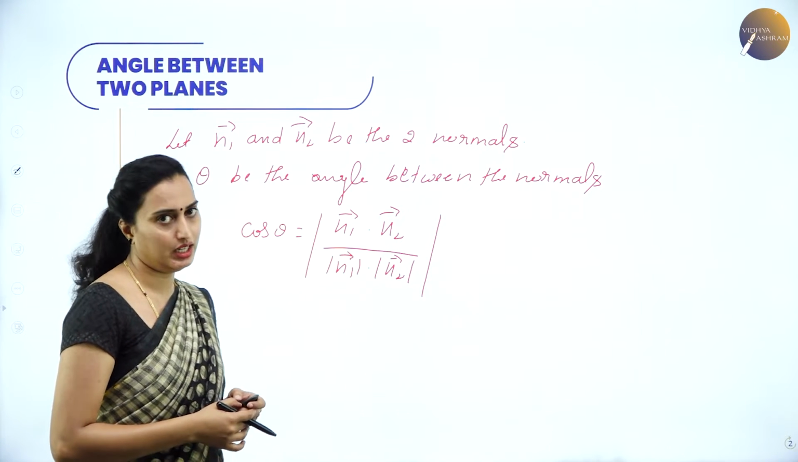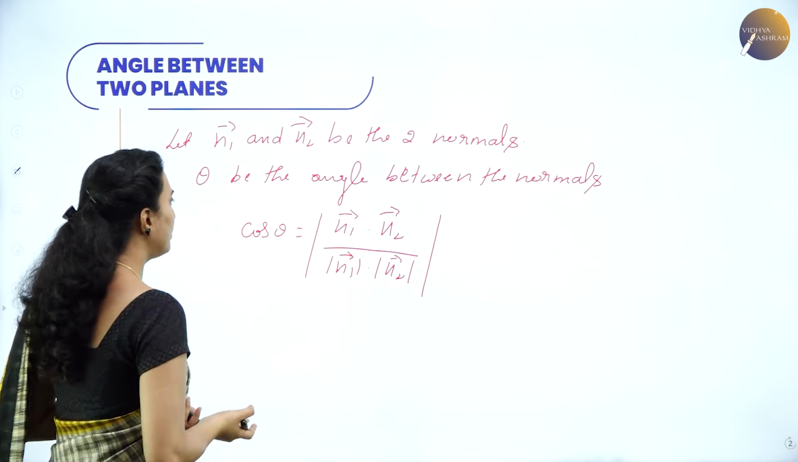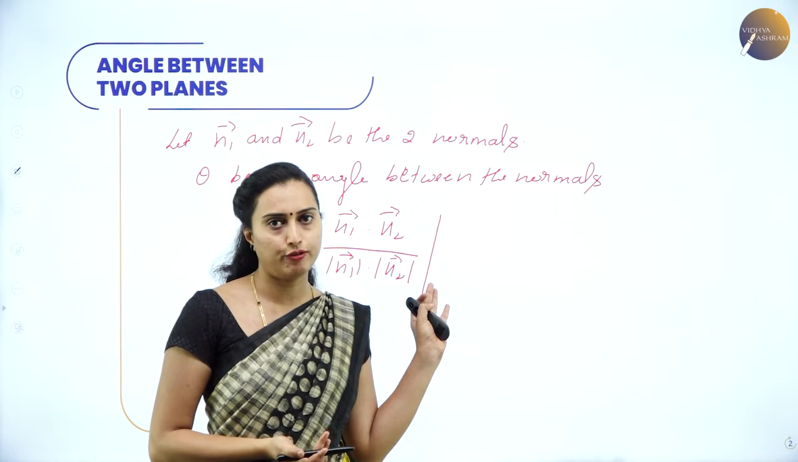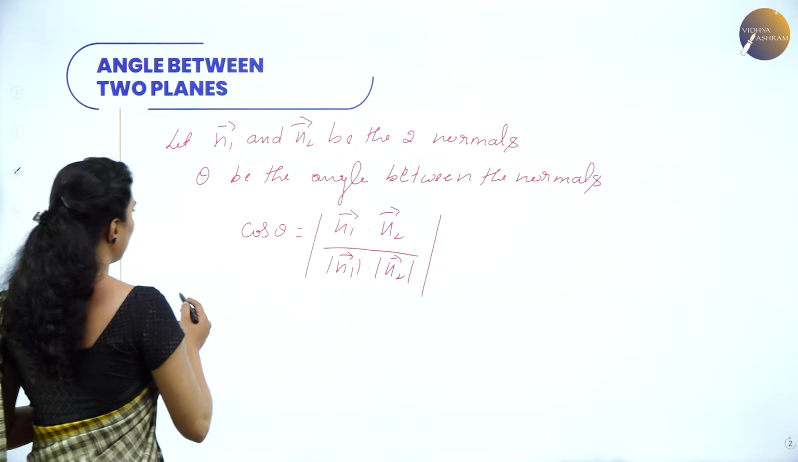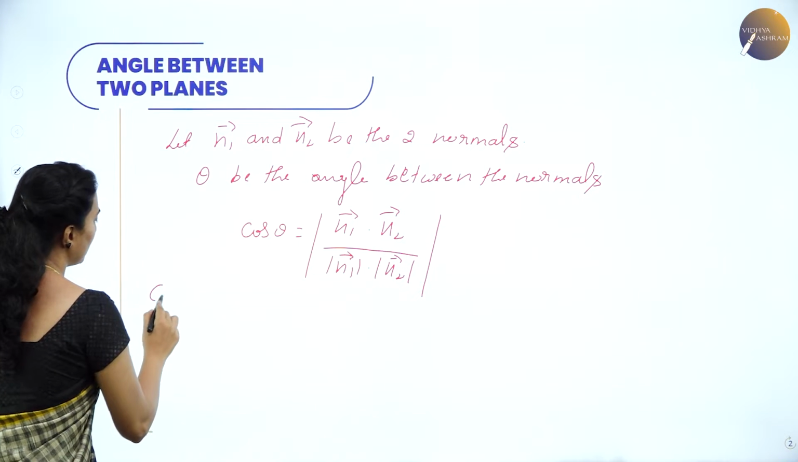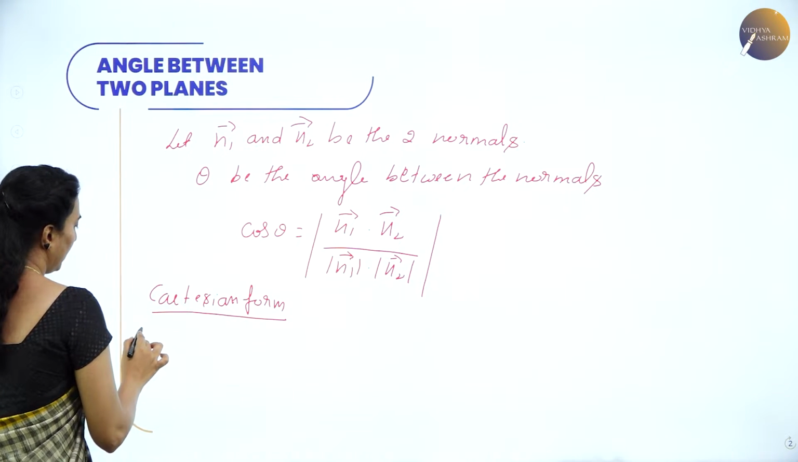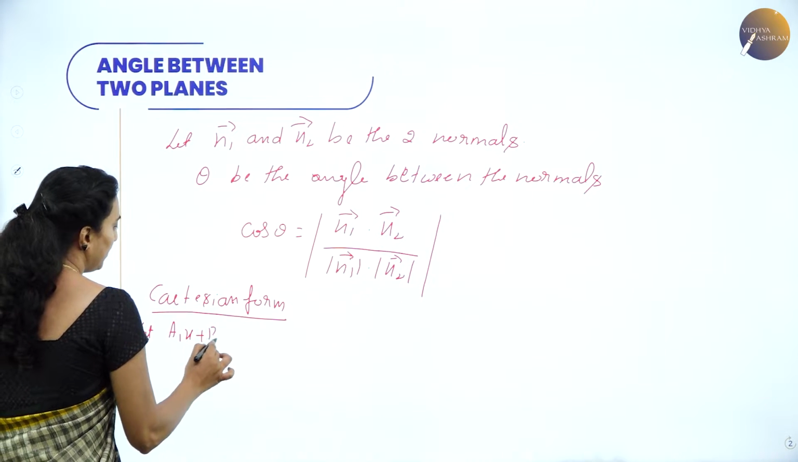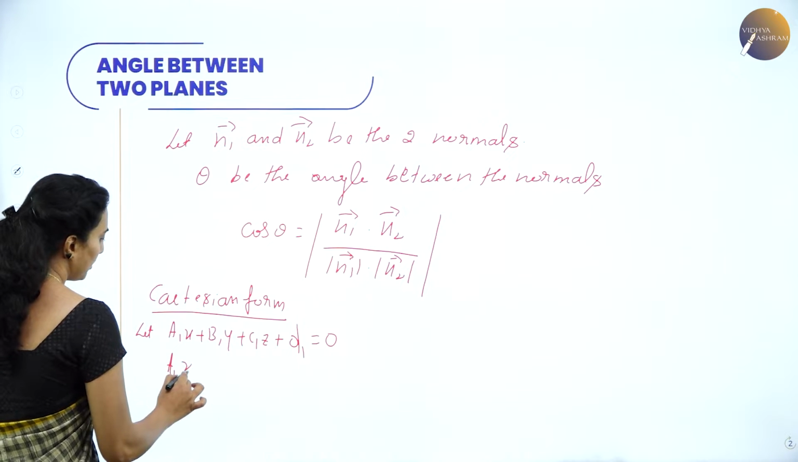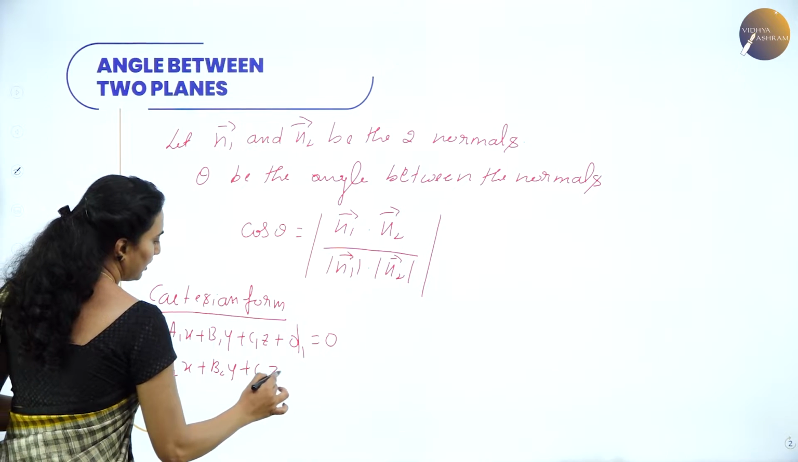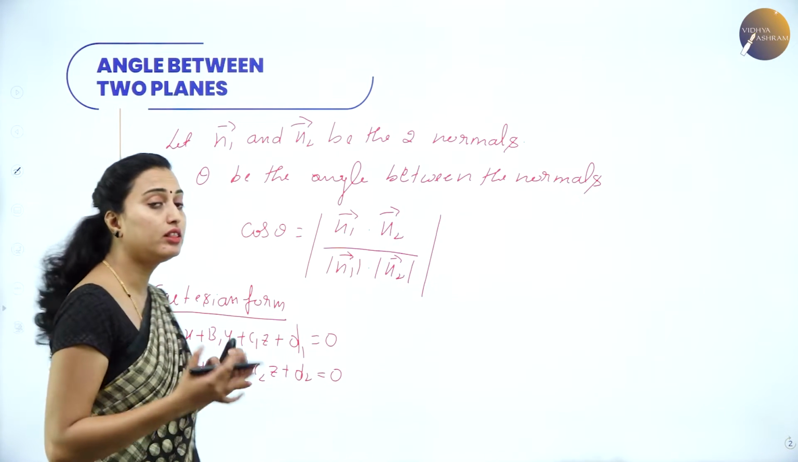Now this is going to be known as the vector form, or the angle between the two planes in the vector form. Now we'll be moving on to the Cartesian form. So in the Cartesian form, let a1x plus b1y plus c1z plus d1 equals to 0 and a2x plus b2y plus c2z plus d2 equals to 0 be the two planes.